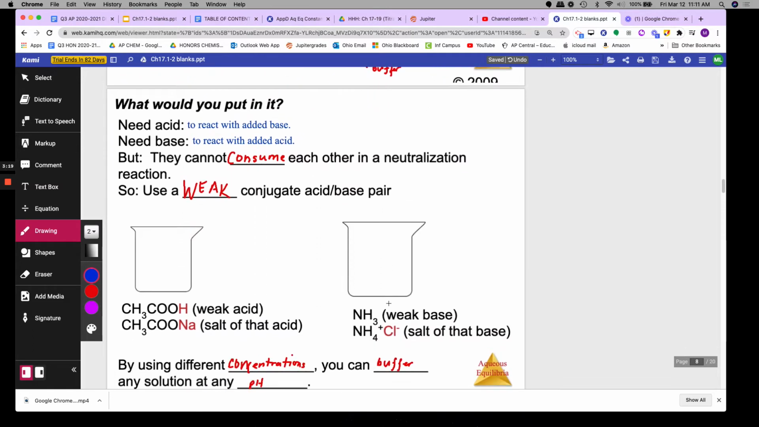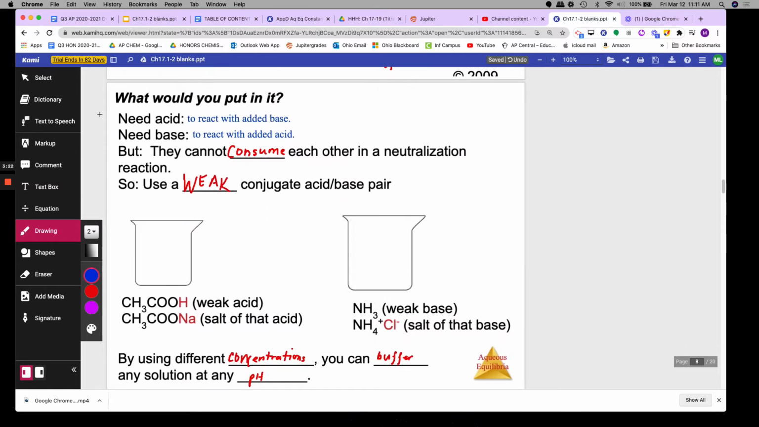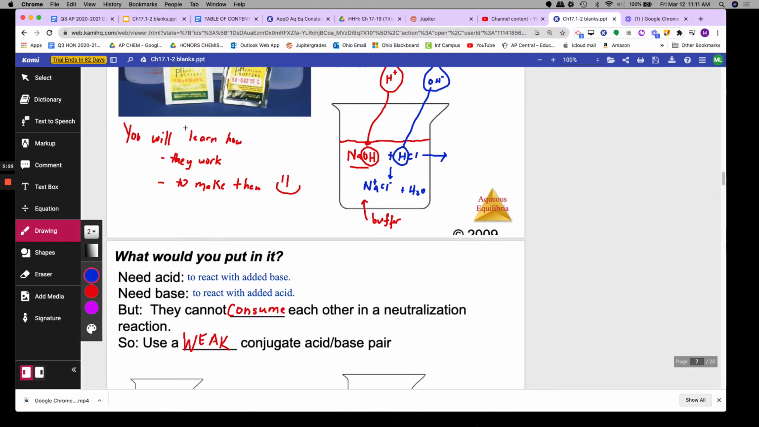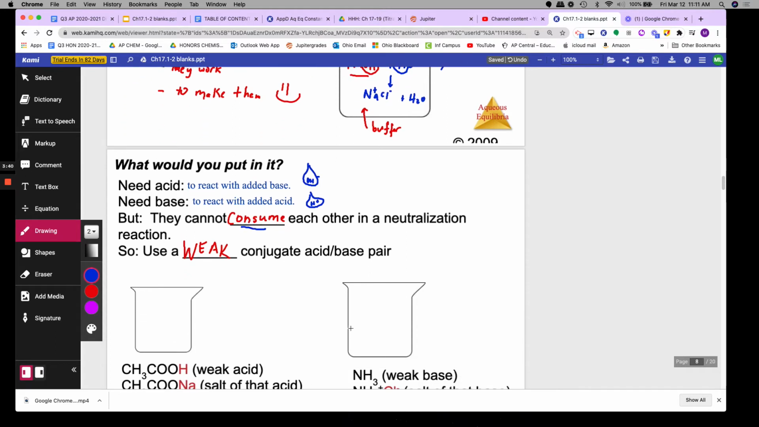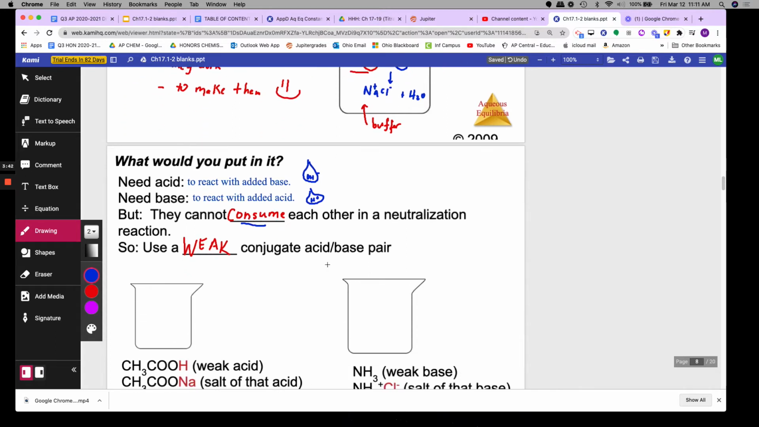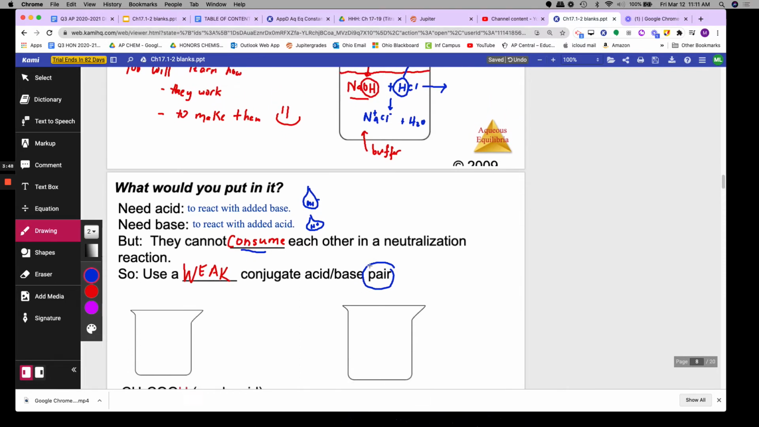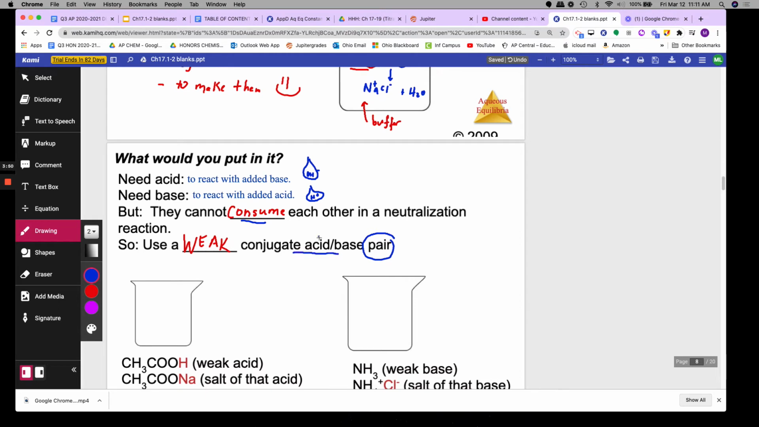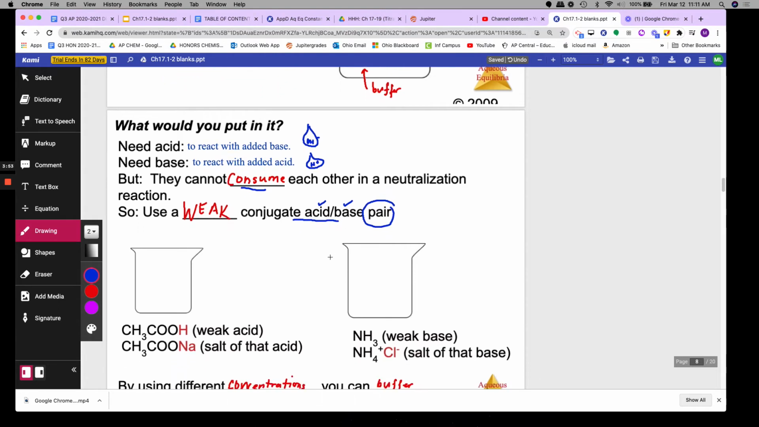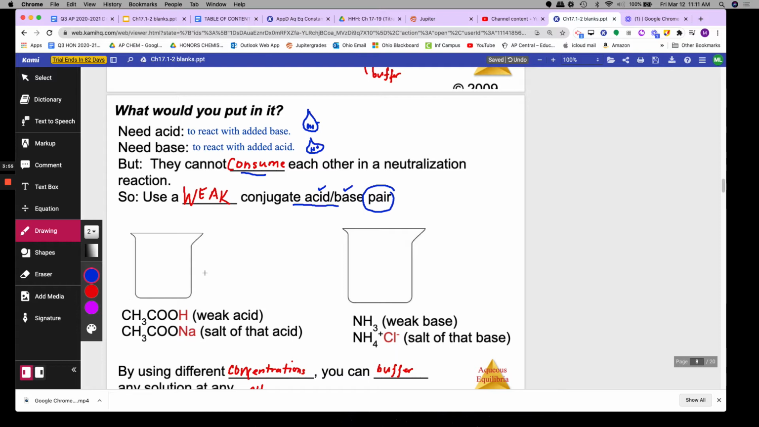So what would you put in it then? Well, first you need an acid, so it'll react with whatever base you drop in there. And you need a base to react with whatever H+ you add in there. But they cannot consume each other in a neutralization reaction. So what you would do is use a pair. If they're a conjugate acid and base pair, you have the acid and the base, but they're paired with each other, so they won't react with each other. Let me give you an example.